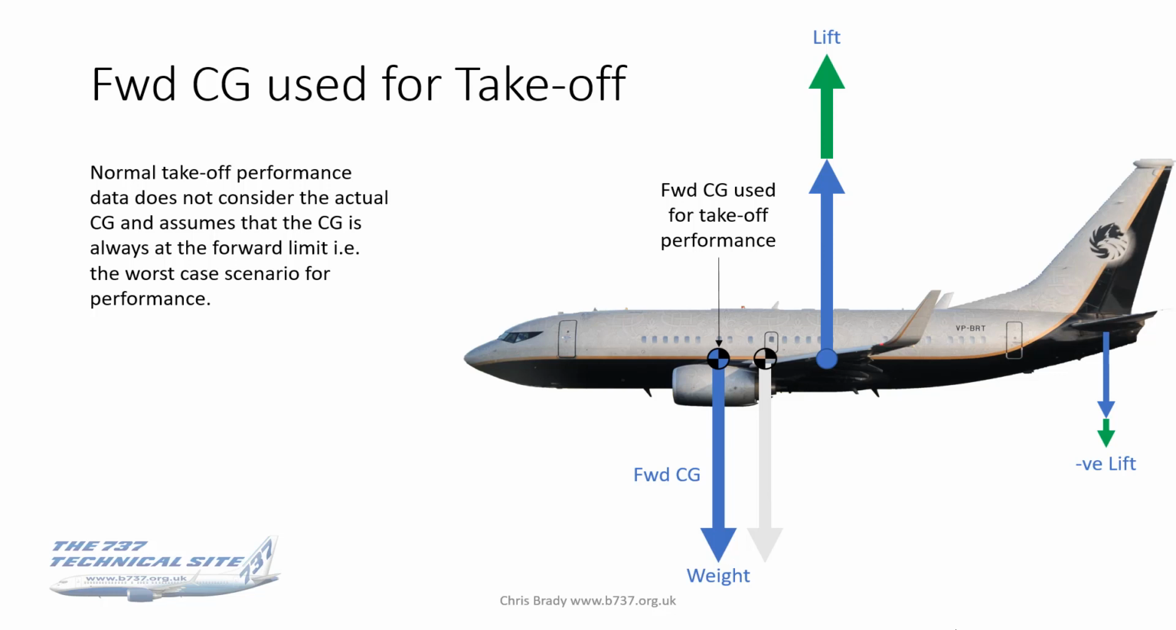Now, normal takeoff performance data doesn't consider what the actual CG position is. It always assumes that the CG is at the forward limit of the envelope, and that is the worst case scenario for performance.